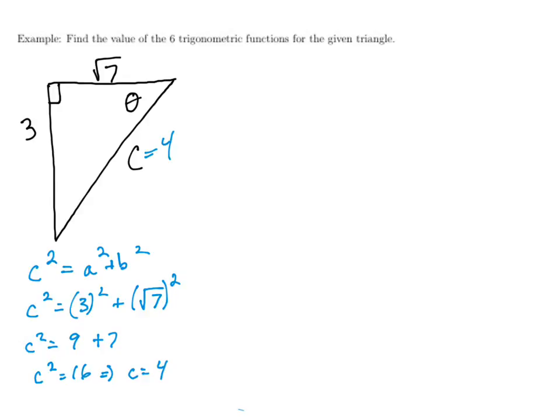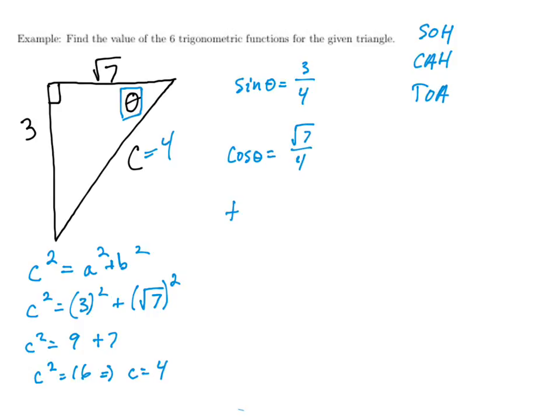So now that we have all 3 sides of the triangle, we can go ahead and find the value of the 6 trig functions. So sine theta, sine is opposite over hypotenuse. Remember, SOH CAH TOA. I can write that up here. All right, so sine is opposite over hypotenuse. So the opposite from this angle theta is going to be 3. The hypotenuse is 4. Cosine of theta is adjacent over the hypotenuse. And then tangent theta is opposite over adjacent. So that's going to be 3 over square root 7.